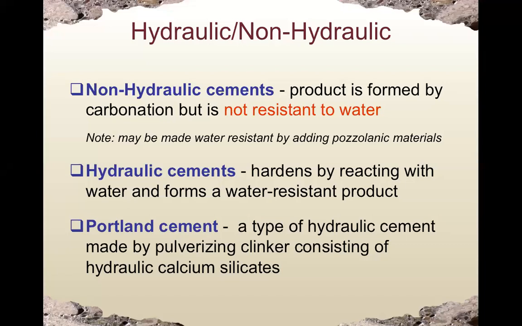this is non-hydraulic cement. Hydraulic cement, by definition, is hardened by reacting with water and forms a water-resistant cement, concrete product. For example, CSH. Modern cement is called Portland cement. It is one example of hydraulic cement. Okay.